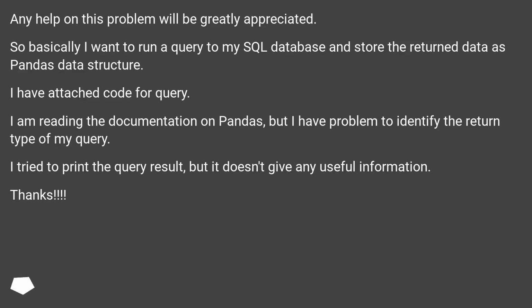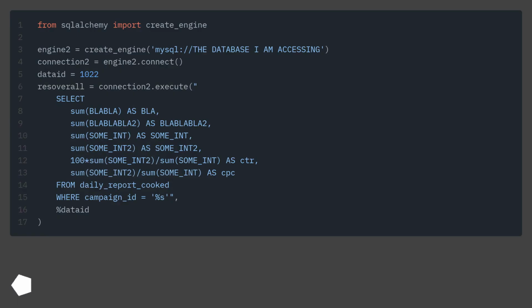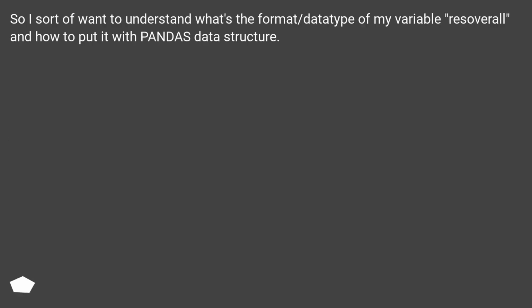I am reading the documentation on pandas, but I have problem to identify the return type of my query. I tried to print the query result, but it doesn't give any useful information. Thanks. So I sort of want to understand what's a format/data type of my variable res overall and how to put it with pandas data structure.